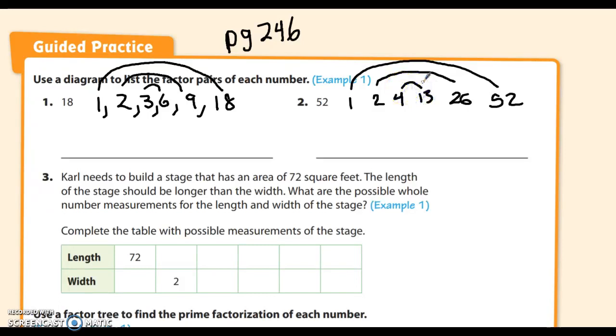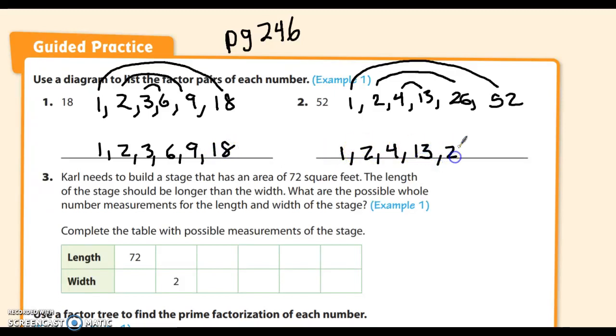And then I guess you're supposed to list the factors. I have them listed here, but it doesn't matter. You're supposed to list them on the line. It would be 1, 2, 3, 6, 9, and 18. And the factors of 52 are 1, 2, 4, 13, 26, and 52.